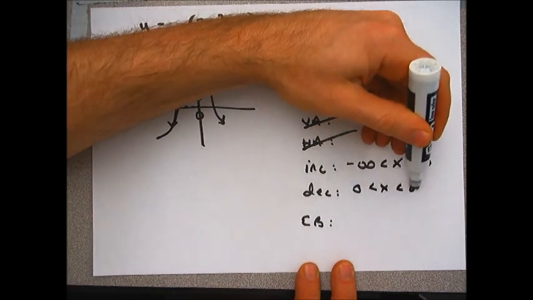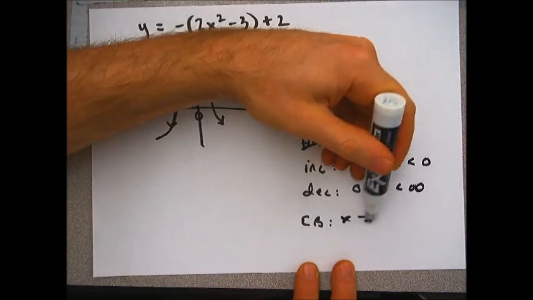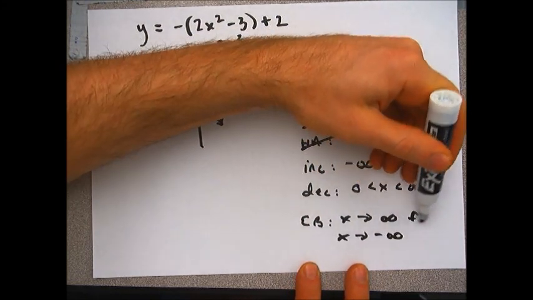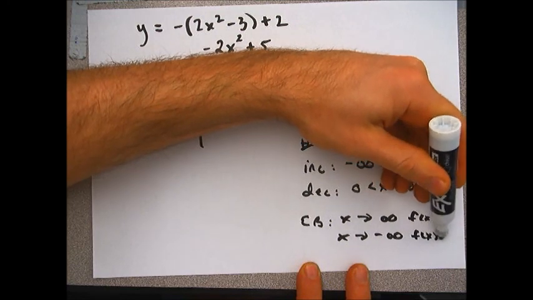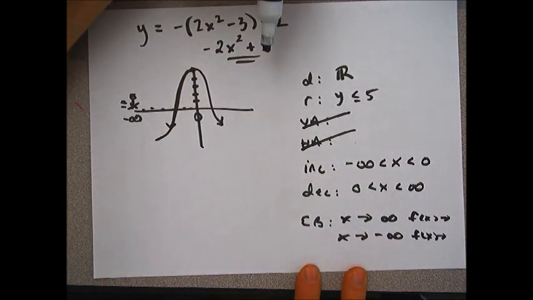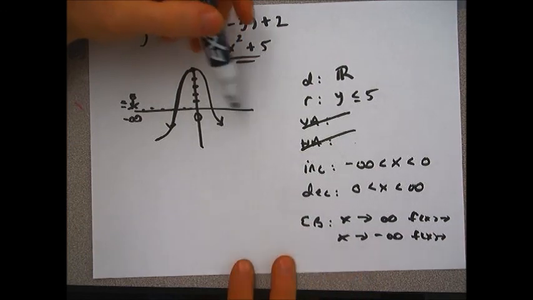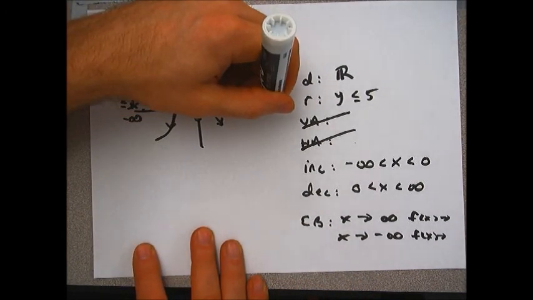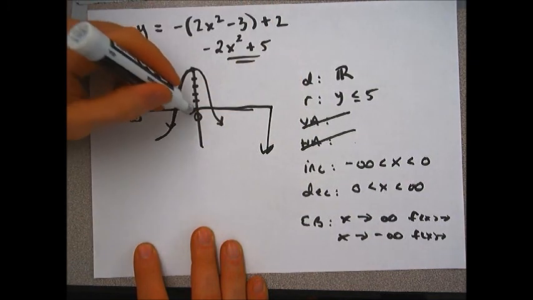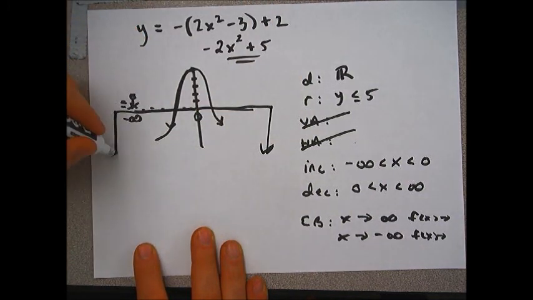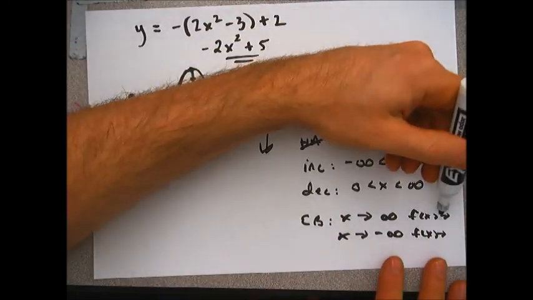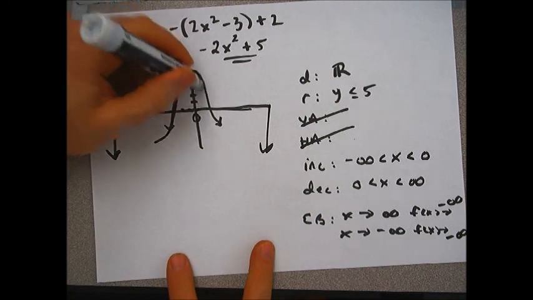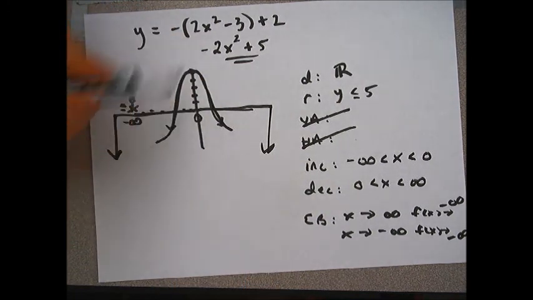Good. And now the end behavior is x goes all the way to the right and all the way to the left. Where do my y's go? To infinity and negative infinity. As x goes to infinity, y goes down. As x goes to negative infinity, y goes, so they both go to negative infinity. So you know if it's a quadratic, your end behavior is going to be the same. It's either down, down, or up, up, right?